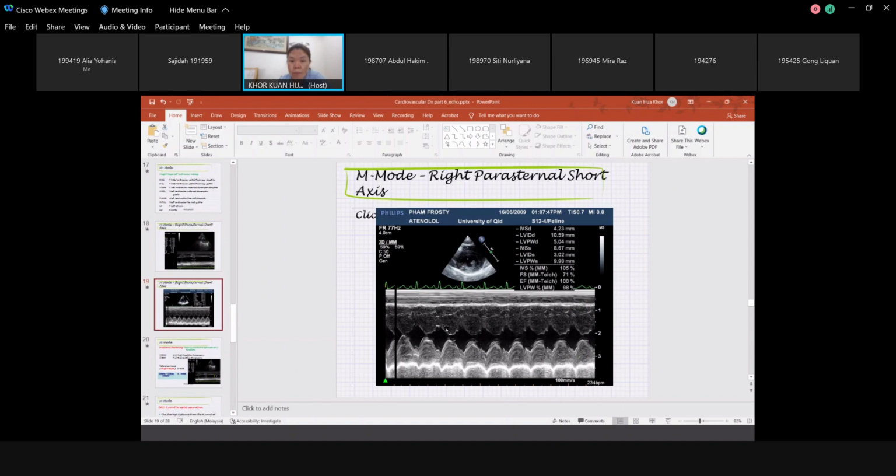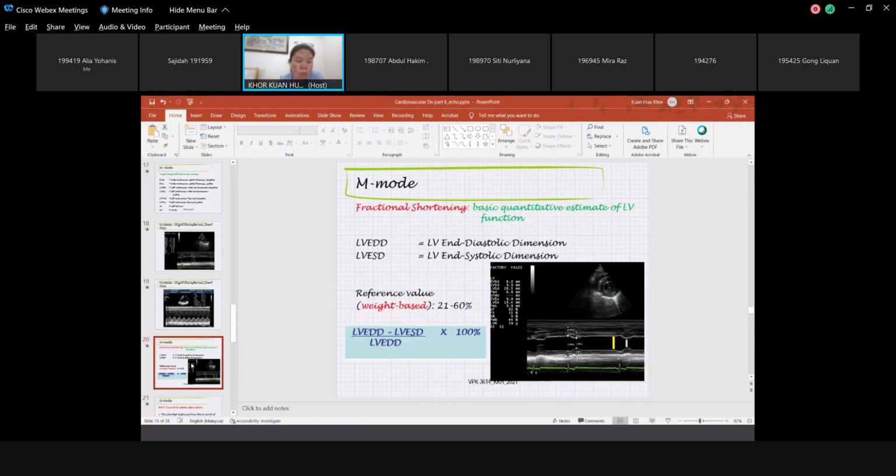Okay, so these are the measurements. This one I just make the image bigger only. Now M mode will give you fraction shortening, and fraction shortening will tell you how well is the contractility of the heart, and they have a formula for it. You don't have to remember the formula, but actually it's a calculation of the LVEDD minus the LVESD over the LVEDD times 100%.